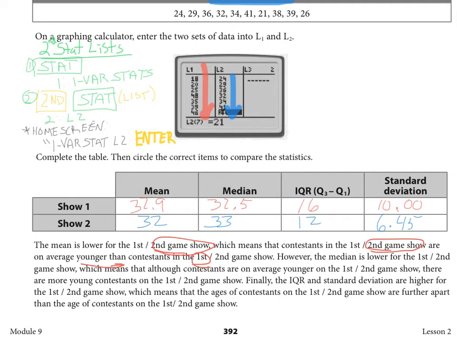However, the median is lower for the first game show, which means that although contestants are on average younger in the second game show, there are more young contestants on the first game show. Finally, the interquartile range and standard deviation are higher for the first game show, which means that the ages of the contestants on the first game show are farther apart than the age of the contestants on the second game show, right? And that makes sense.